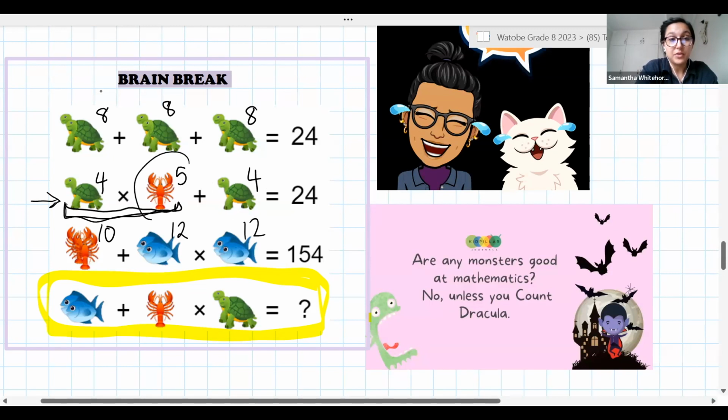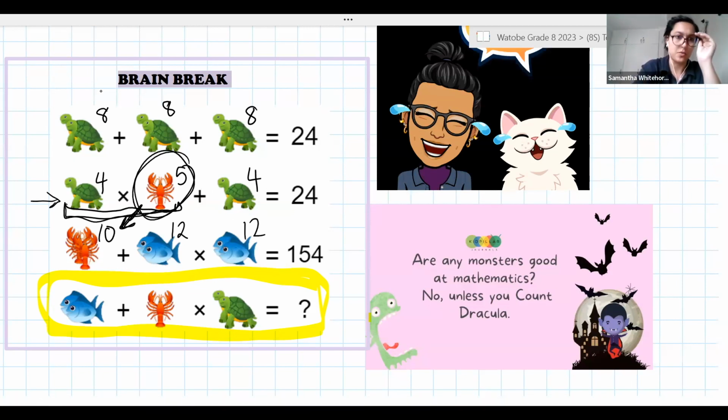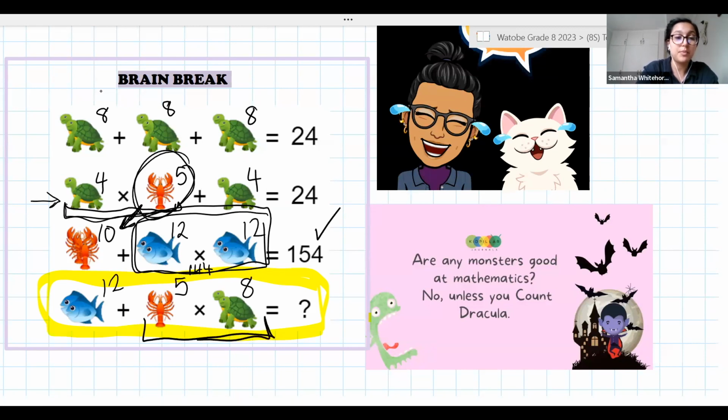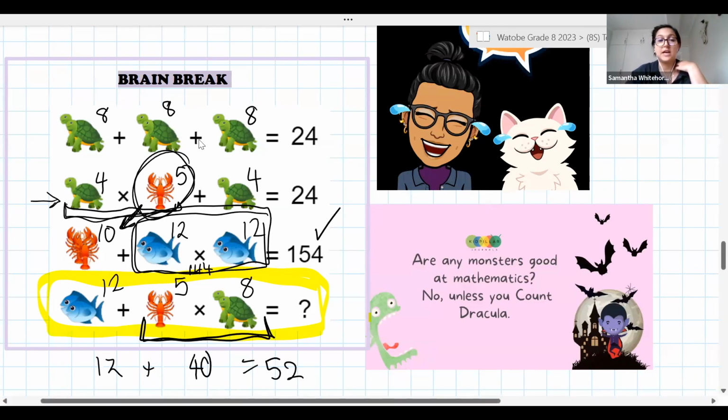Then 1 lobster is worth 5, so 2 lobsters is 10. And then we've got 12 times 12, which gives us 144. So again, BODMAS first, do the multiplication first. 144 plus 10 gives me the 154 that I want. And so 2 fishes, which is 12, plus 1 lobster, which is 5, times 2 turtles, which is 8. We can get our final answer. Again, do BODMAS. So 5 times 8 is 40. 40 plus 12 is 52. All right. Very nicely done. Did really well.